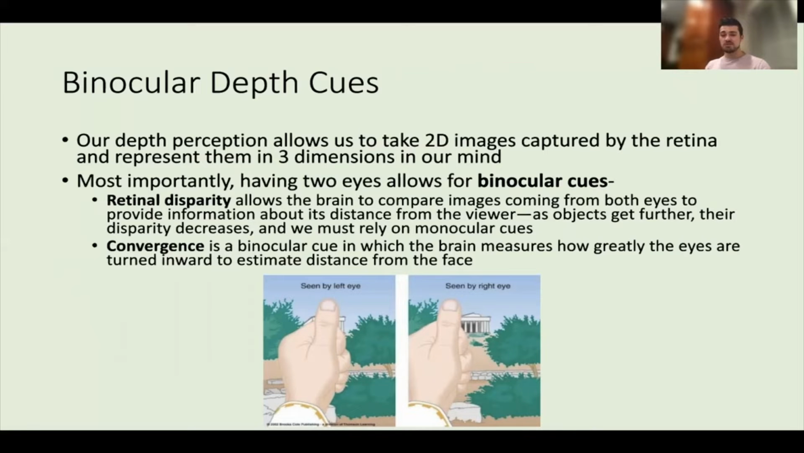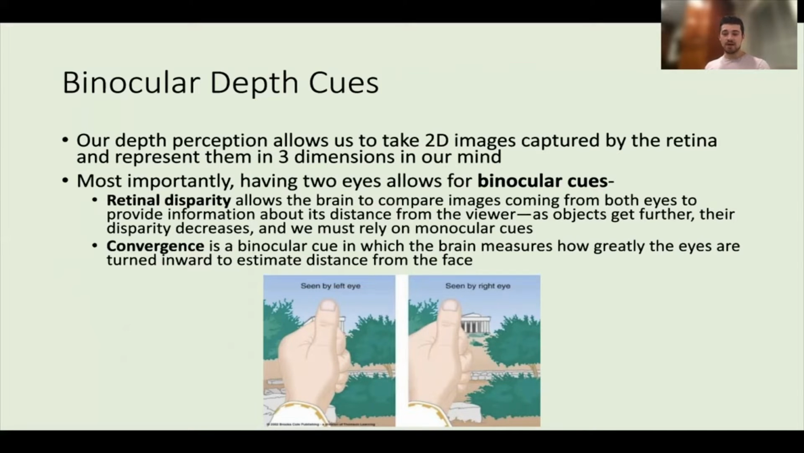And this is what I was talking about before, how we can take advantage of having 2 eyes. So retinal disparity allows the brain to compare images coming from both eyes to provide information about an object's distance from the viewer. As objects get further, their disparity decreases, and we must rely on other cues. So it's only for objects that are pretty close, because your eyes are only so far apart, the farther you go, the harder it is to tell that there actually is a disparity between the two. And if you look at the bottom, you can see a picture of someone holding up their thumb, and it says seen by left eye and seen by right eye.